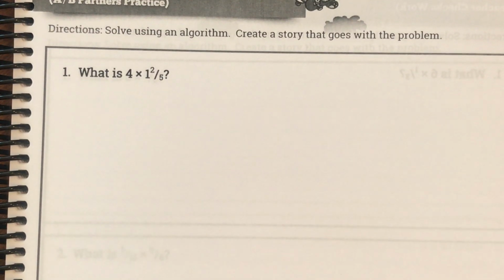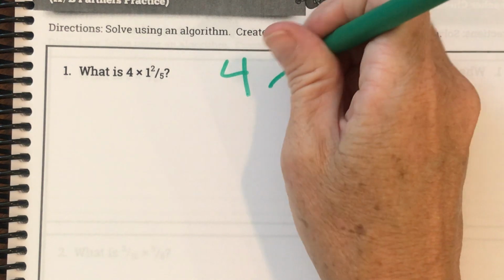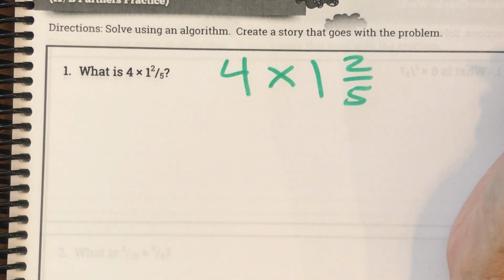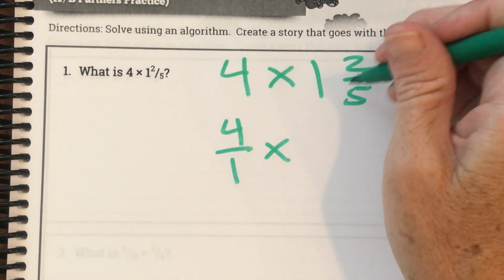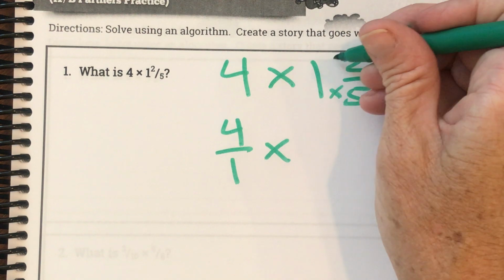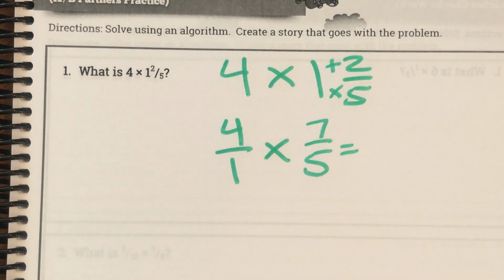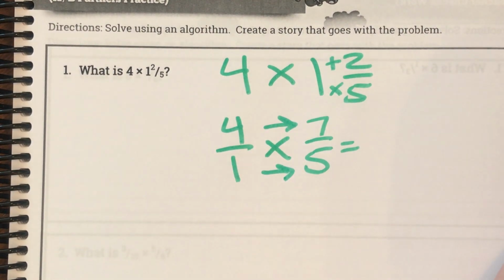We're on page 186, and here is our first problem. What is 4 times 1 and 2/5? Okay, so I'm going to write it first. Okay, so step 1 is no whole numbers. So this can just go over 1, and this is 5 times 1 is 5, plus 2 is 7/5. So we get 4 over 1. Step 2 is just do the algorithm, which is straight across.